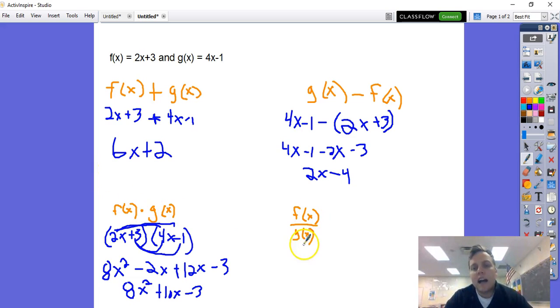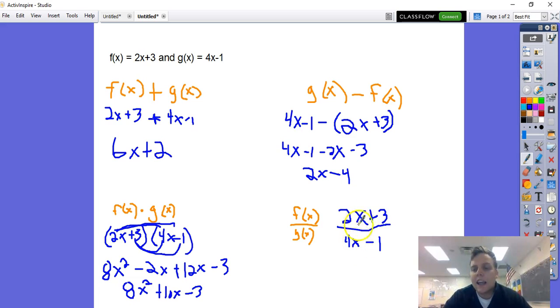F of x divided by g of x. So this time we're dividing. We're going to take our top function, 2x plus 3. That's our f of x function. And we're going to divide it by 4x minus 1. And you'll notice that there's really nothing else you can do here as far as simplifying, because there's no greatest common factor in 2x plus 3 that's also in 4x minus 1. There's no way of factoring either one of these, so you can't cancel anything out.